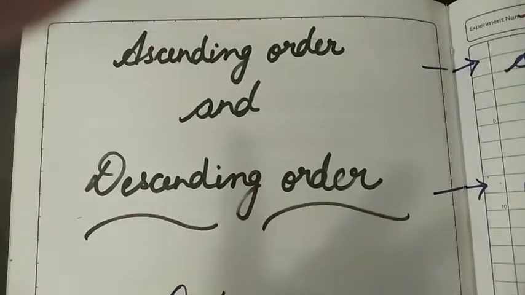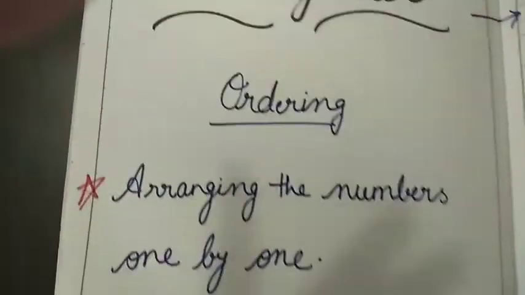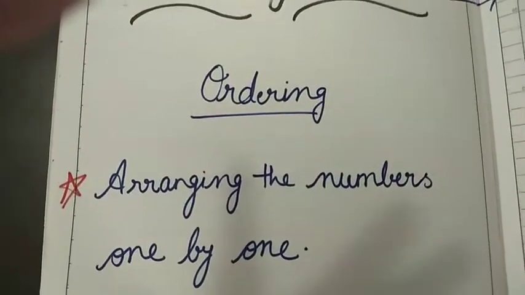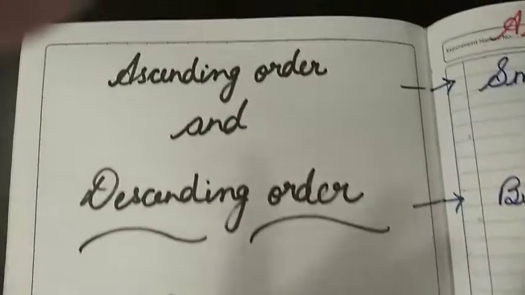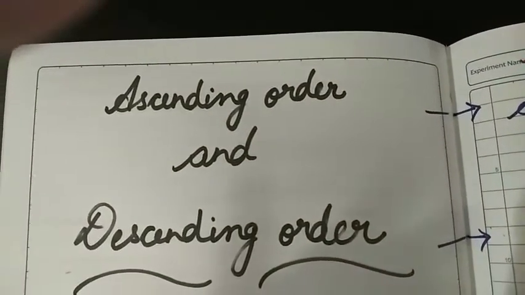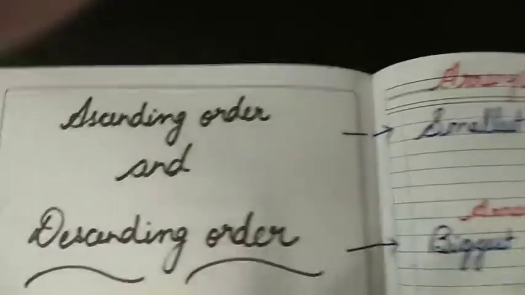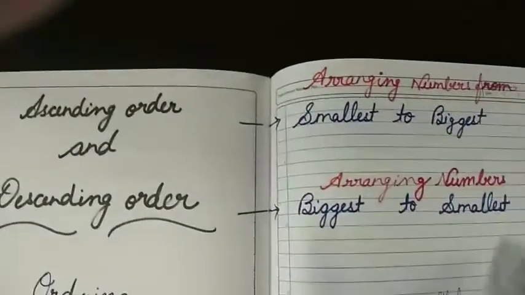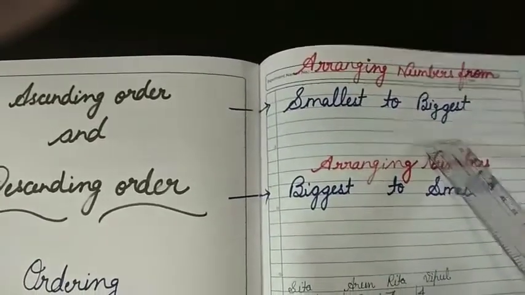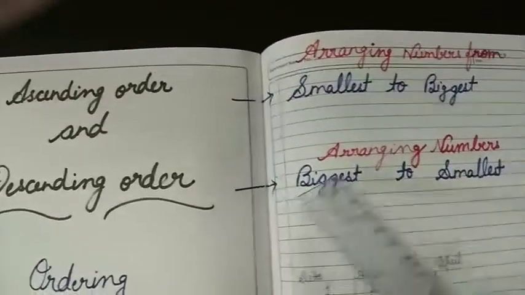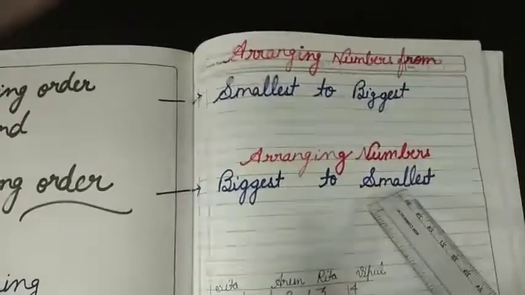Firstly, you should know what order is. Ordering means arranging the numbers or things one by one. There are two types of order: ascending order and descending order. Ascending order means arranging numbers from smallest to biggest number, and descending order means arranging numbers from biggest to smallest number.